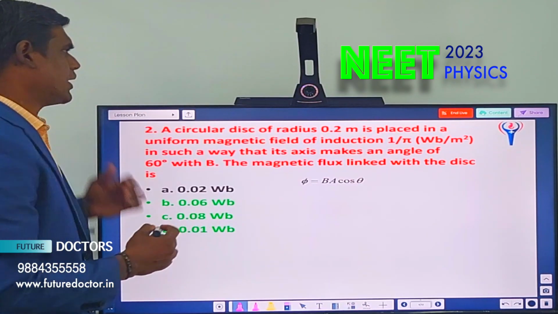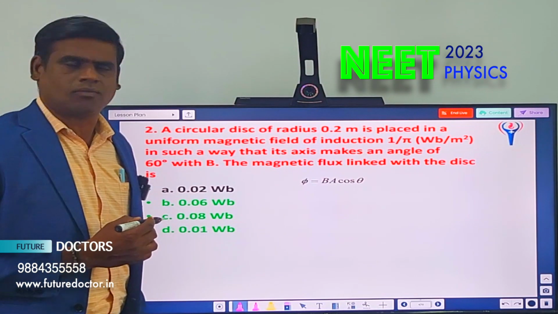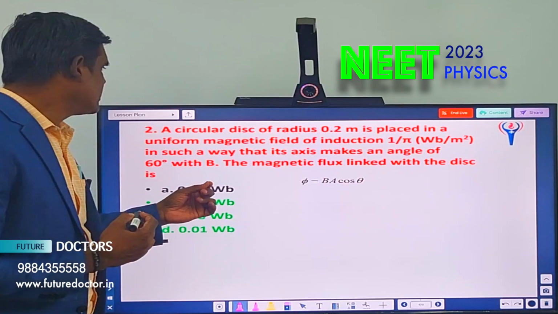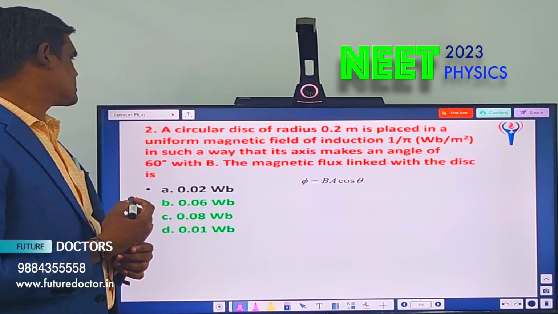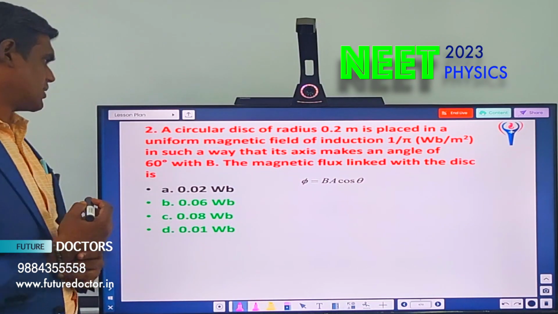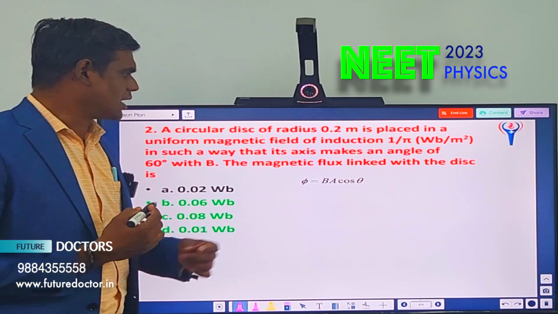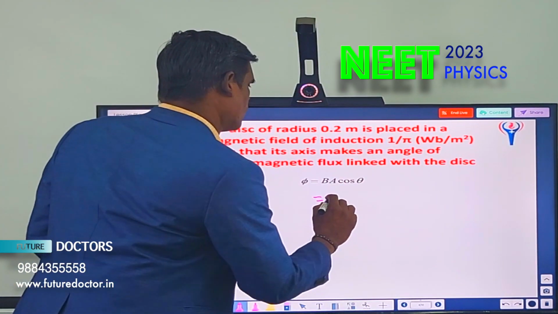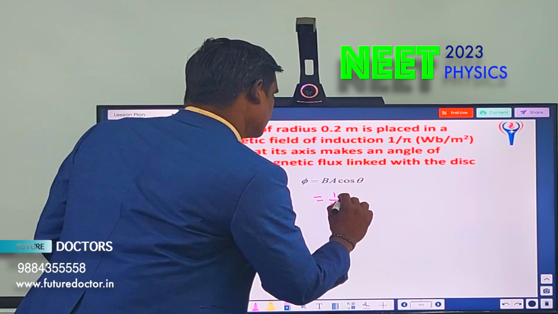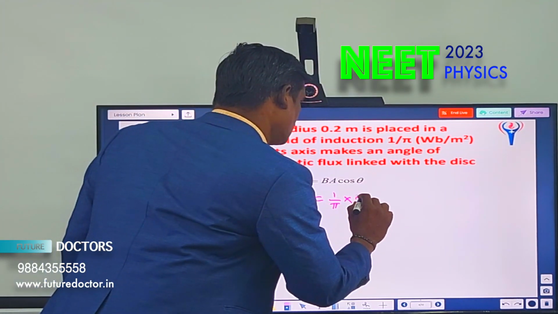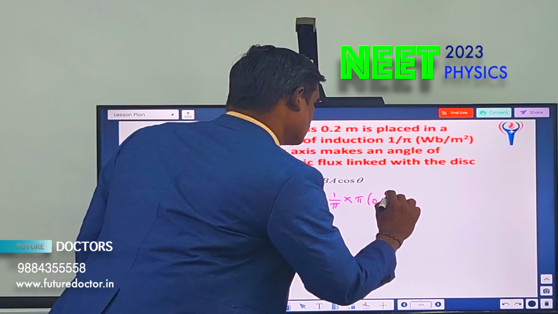A circular disc of radius 0.2 meter is placed in a uniform magnetic field of induction 1 by pi Weber per meter square in such a way that its axis makes an angle of 60 degree with B. The magnetic flux linked with the disc is dash. Formula is magnetic flux phi equal to BA cos theta, and B is given 1 by pi, and A is given circular disc, so pi r square. Pi into r square, r is 0.2 square.